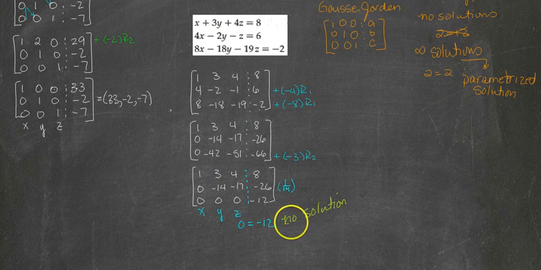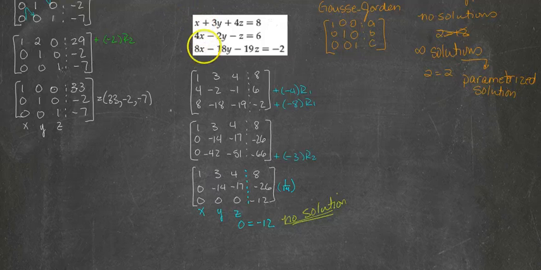So crazy town is crazy town. Even when you have a system of equations, it's still crazy. 0 is never going to equal negative 12. So at this stage in the game, we already know that the system has no solution. There is no combination of x, y, and z that will make all of these three equations true statements.